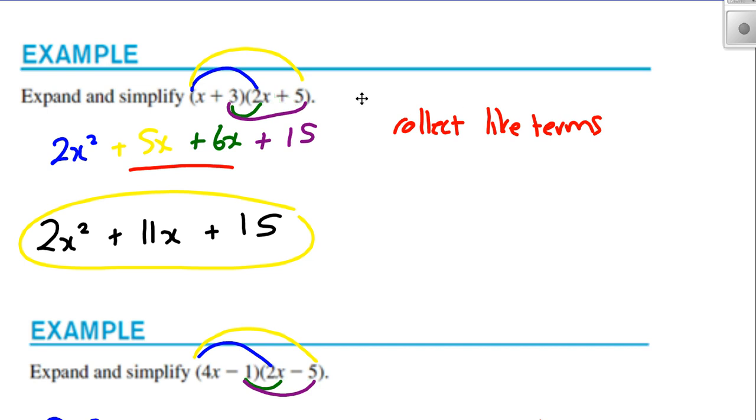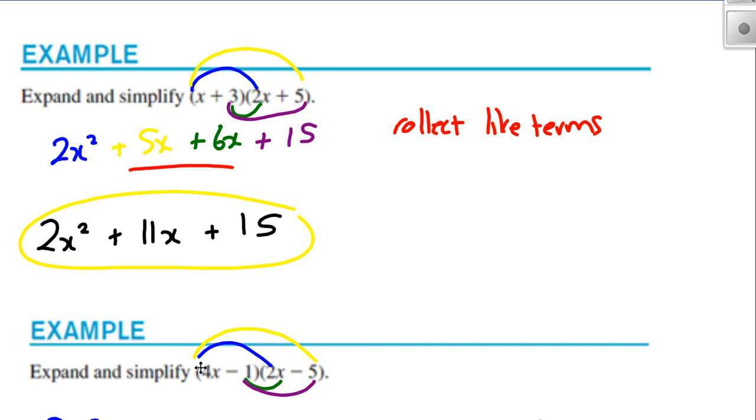Then you collect like terms. X squared term, a constant term. Here we've got some x terms, so we can combine these. Positive 5x plus 6x is 11x. So 2x squared plus 11x plus 15 is our final answer. Here we've got another example. So let's try our firsts.